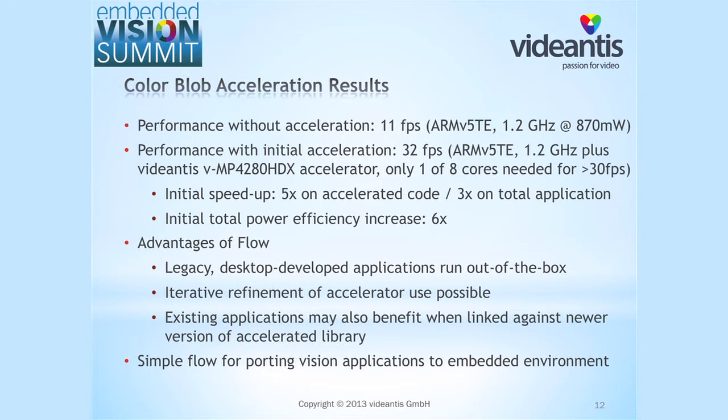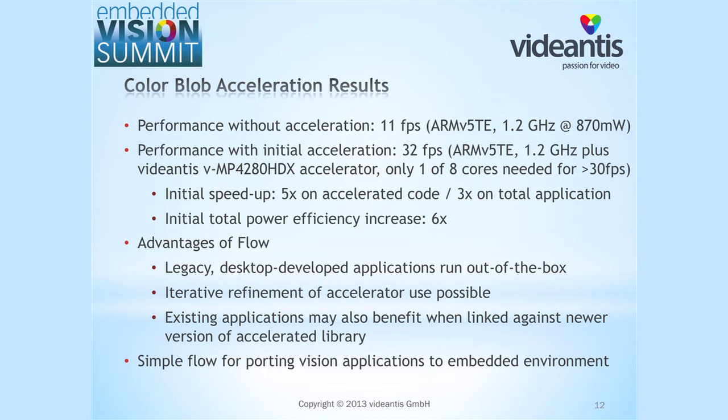The total power efficiency, if you do the numbers, increases by a factor of 6. So we are 6 times more power efficient now than we were before. Why is that so? Well, this architecture is more power efficient in doing this low-level processing. And we take off a significant load of the ARM. So we need fewer cycles on the ARM, and we need less power per cycle on the accelerator.